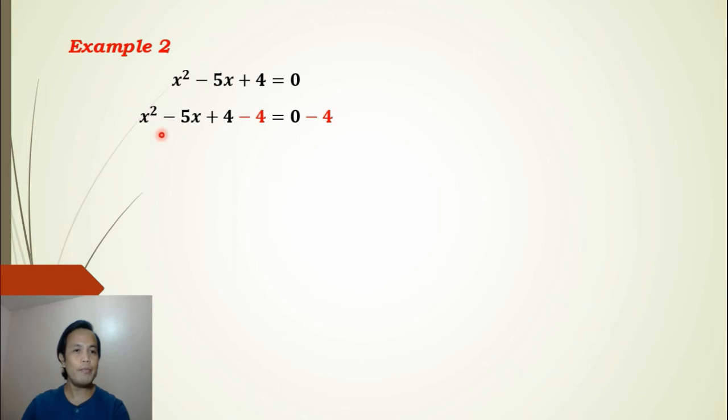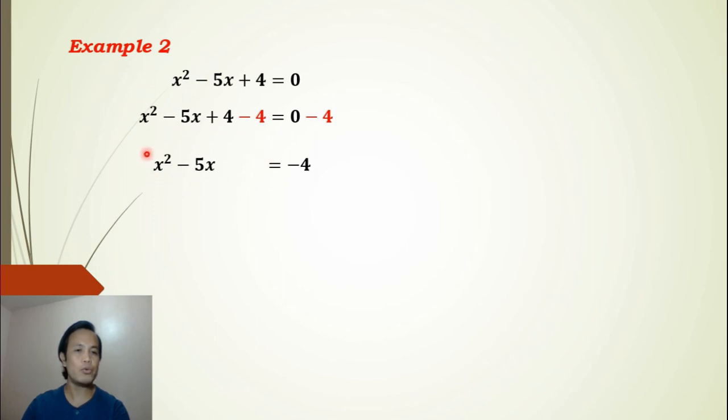So this will become, we copy the first term and the second term. So positive 4 minus 4 is 0. This will be cancelled out. So the remaining equation shall be x squared minus 5x. Since this is cancelled out, so this is 0. Then 0 minus 4 is negative 4. Now we will complete this side of the equation.